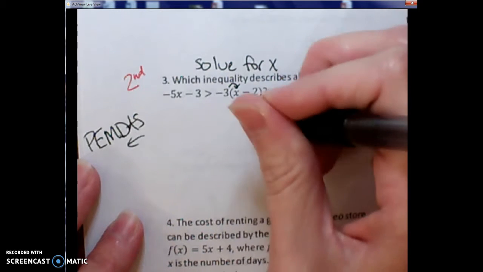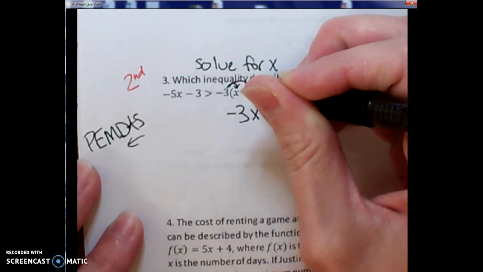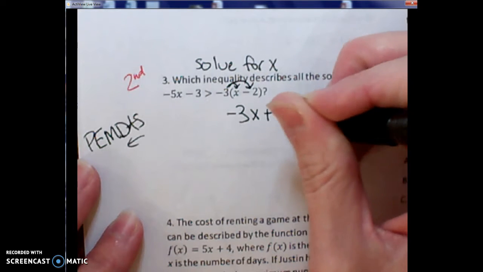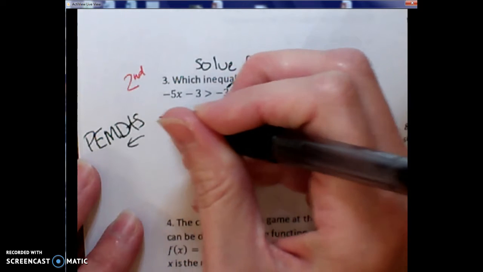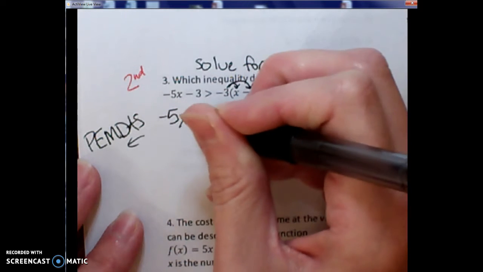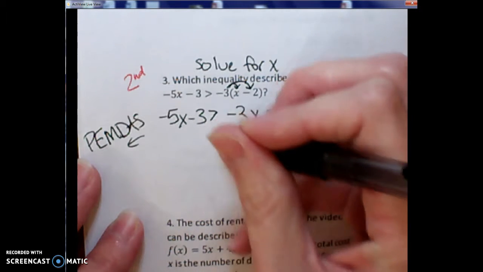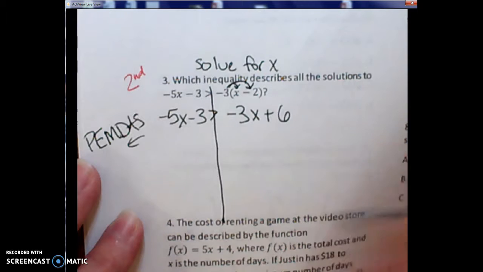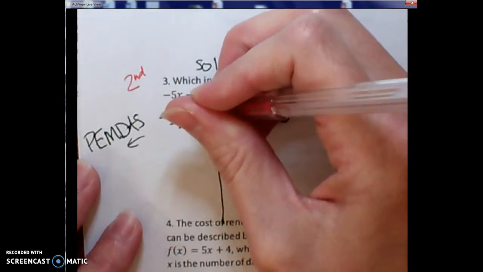That's going to give me negative 3 times x is negative 3x. Then I have negative 3 times negative 2, which will give me a positive 6. The rest of the information that was on the other side I just carry down. So I'll have negative 5x minus 3 is greater than what I just found. So from here I can draw that line through my inequality symbol just to keep this balanced. I still have 2 x values, so I can't do anything until I get these x values together first.